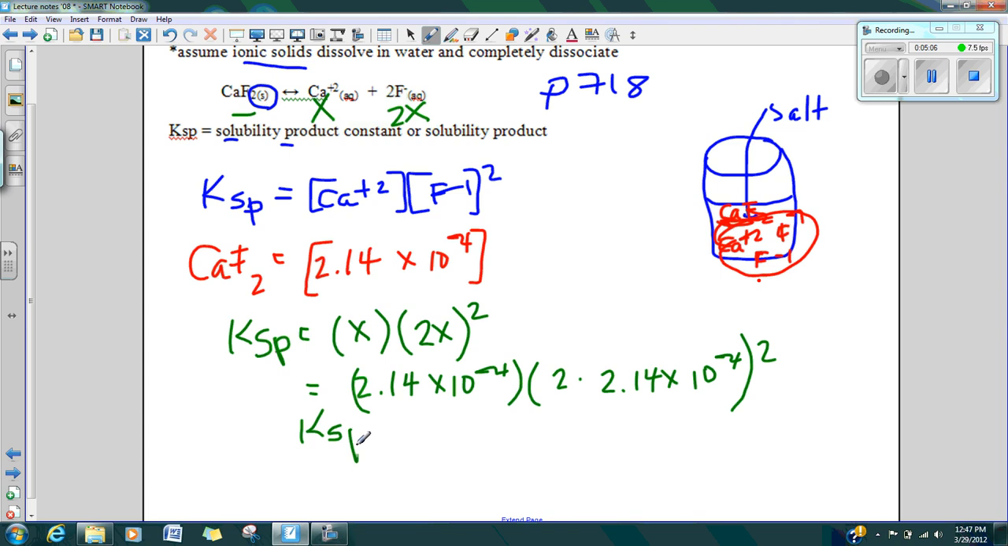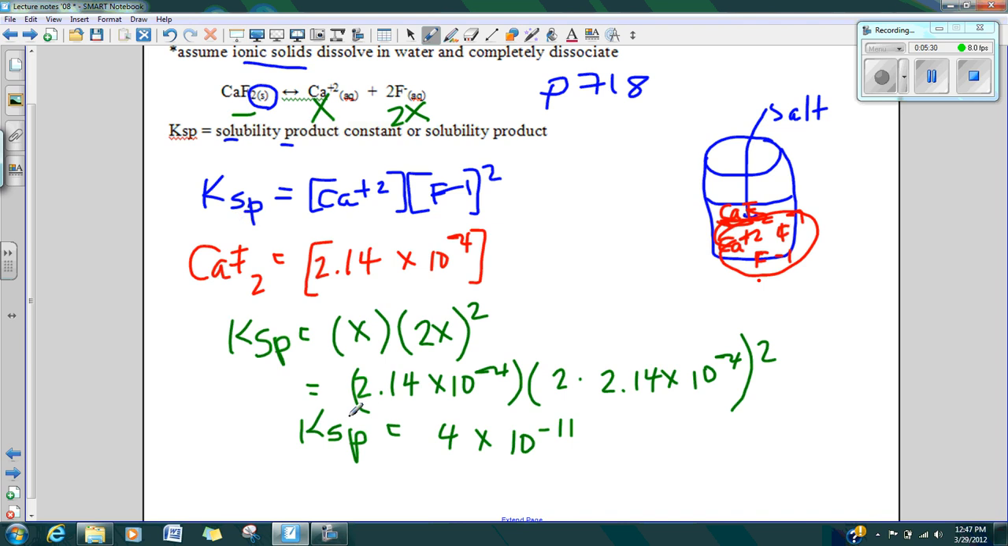So this would be my equilibrium constant for the dissociation of calcium fluoride. And when I do that, I get 4 times 10 to the minus 11th. And again, it is unitless. So this number here is how soluble the calcium fluoride is. This Ksp is my equilibrium constant for calcium fluoride.